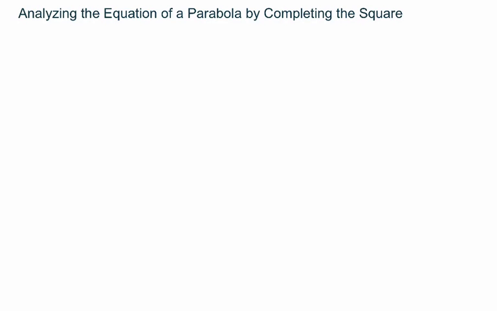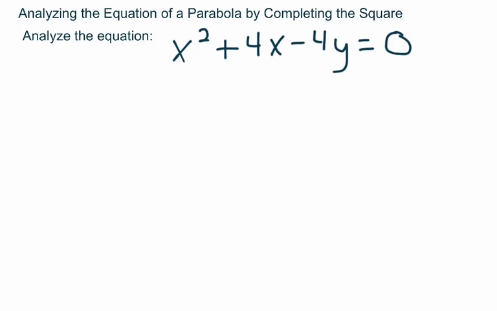Hello. In this video, we will take a look at analyzing the equation of a parabola by completing the square. We will analyze the equation x squared plus 4x minus 4y equals 0. To analyze this equation, we're going to complete the square involving variable x.